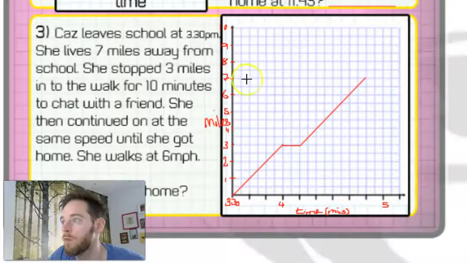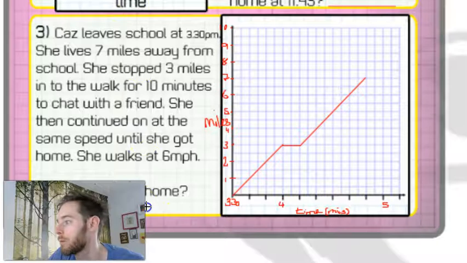And that was 7 miles away from school. So if this is leaving school, this is home. She's got home, and she's there at whatever this time is. That's 10 minutes before 5, so that's 4:50. So we've done that. We've got the problem answered now.